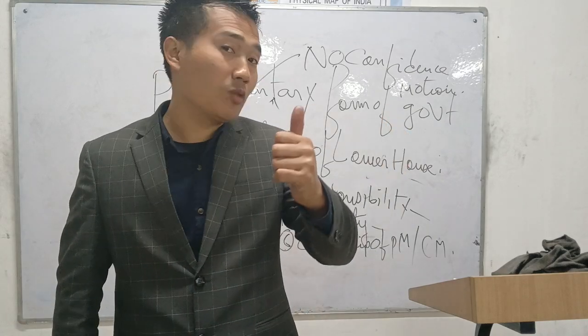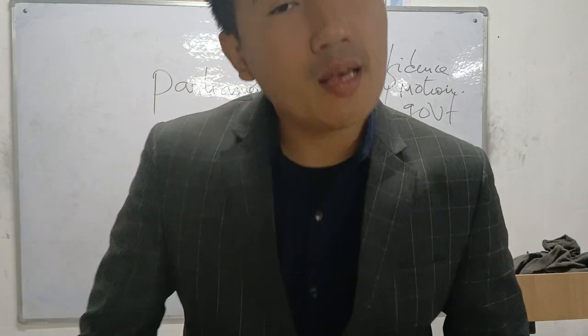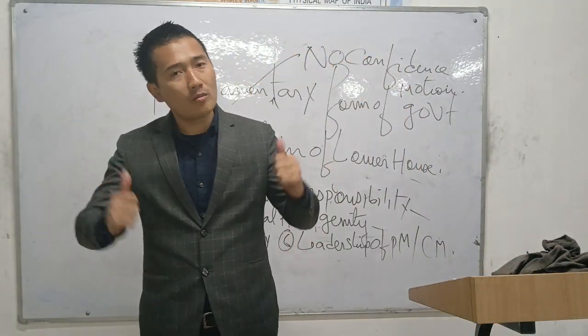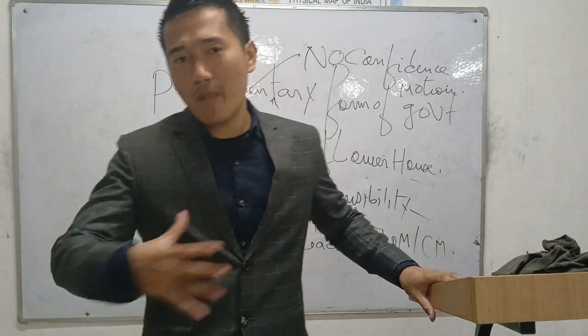Like in the Lok Sabha, if Modi wants to go for a new election, he might resign. He will give his resignation to the President. Let's go for new elections because I want to run my country by my own party. I don't want to make an alliance with any party. I want to run my country by myself.